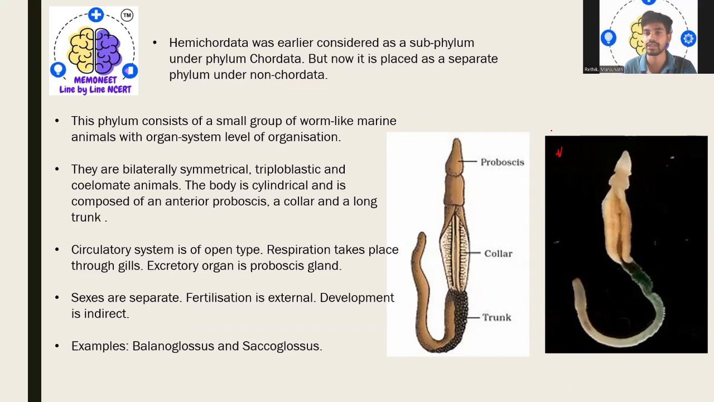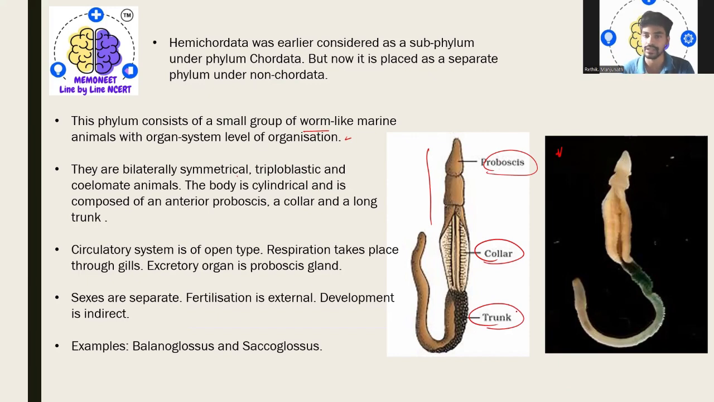Almost all of them are marine in nature with organ system level of organization. They are bilaterally symmetrical, so you can divide them into two equal halves, and they are triploblastic and coelomate animals. The body is cylindrical and is composed of an anterior proboscis and a collar, and then we have a long trunk. This is a very important thing.